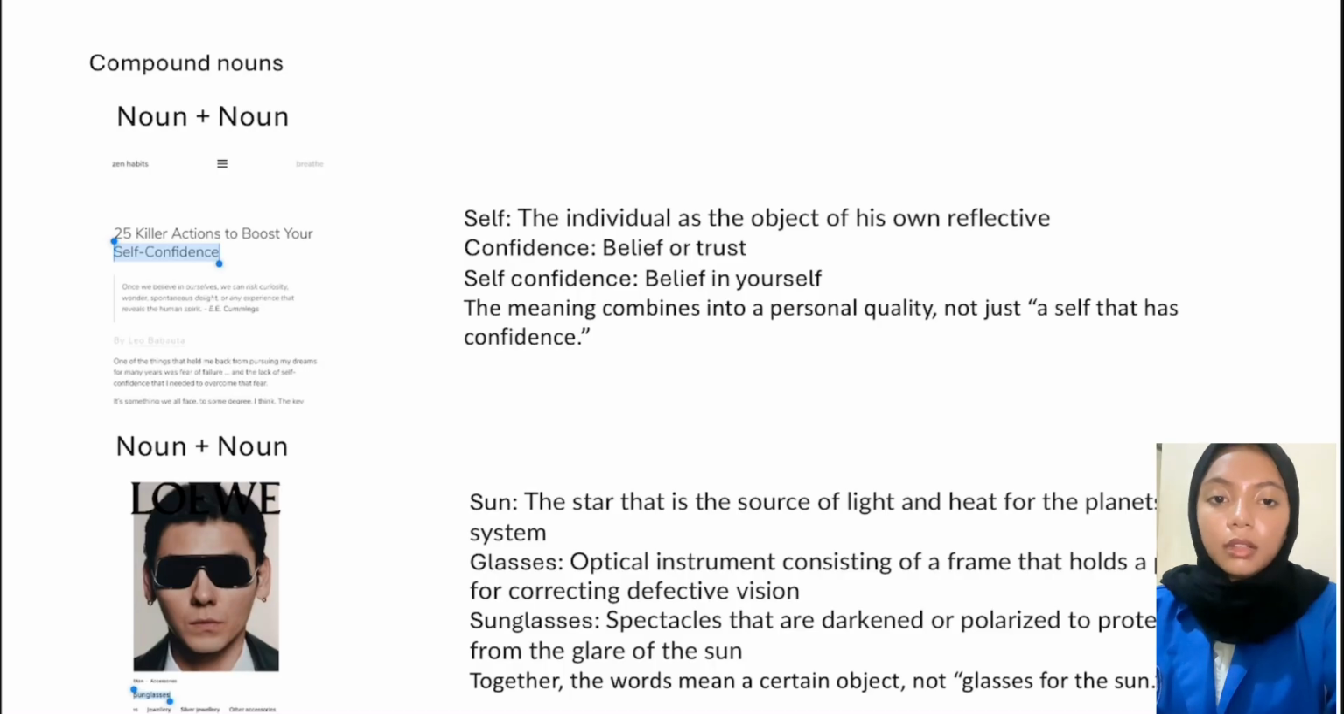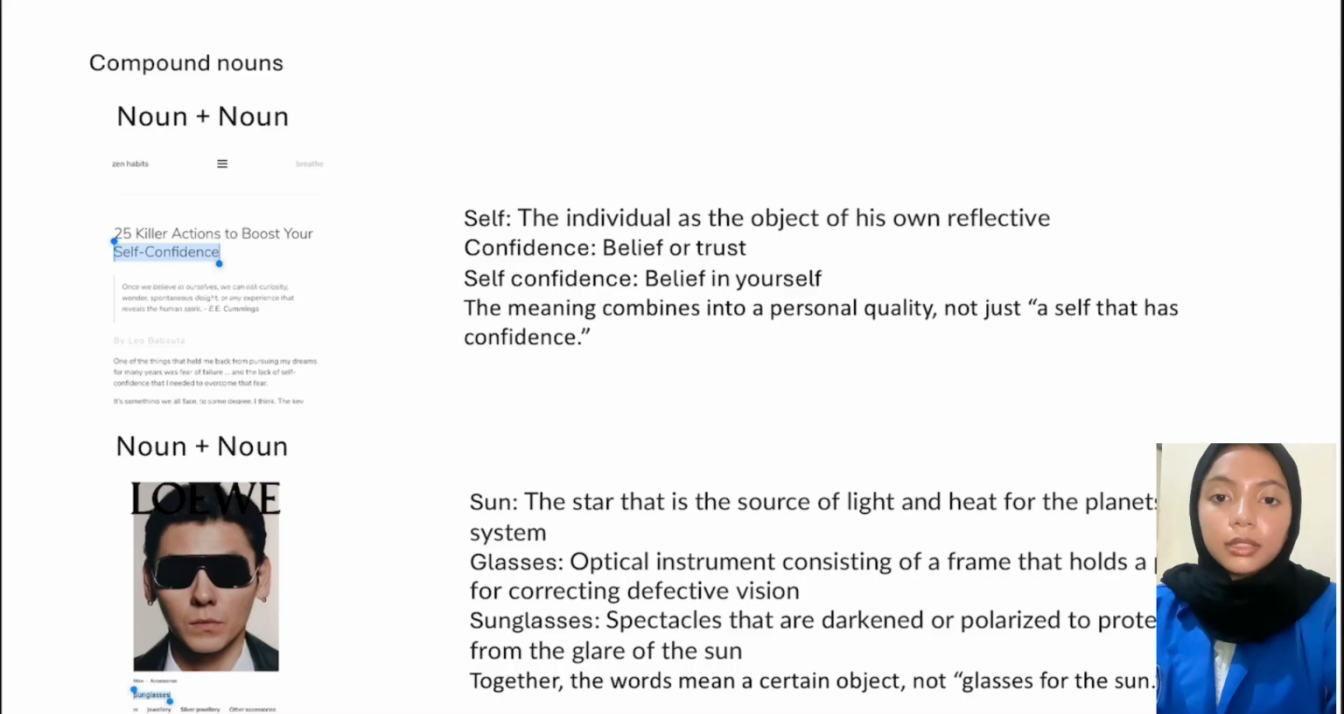And next I have self-confidence, noun plus noun. Self is the individual as the object of his own reflection. Confidence, belief or trust. Self-confidence, belief in yourself. The meaning combines into a personal quality, not just a self that has confidence.